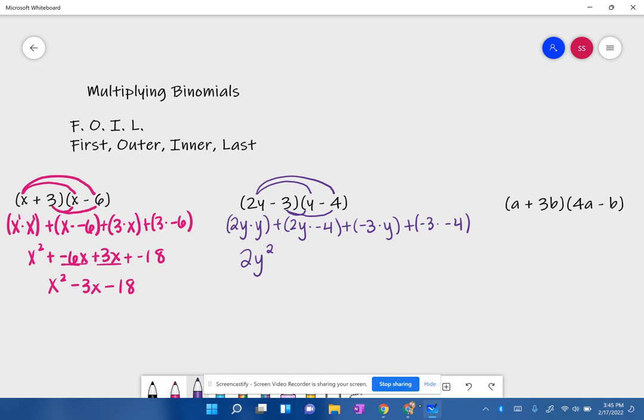2y times y is 2y squared. 2y times negative 4 is a minus 8y. Negative 3 times y is a minus 3y. And negative 3 times negative 4 is a plus 12. Again, we can combine like terms with the 8y and the 3y. So negative 8y minus 3y is negative 11y. And so our final answer is 2y squared minus 11y plus 12.